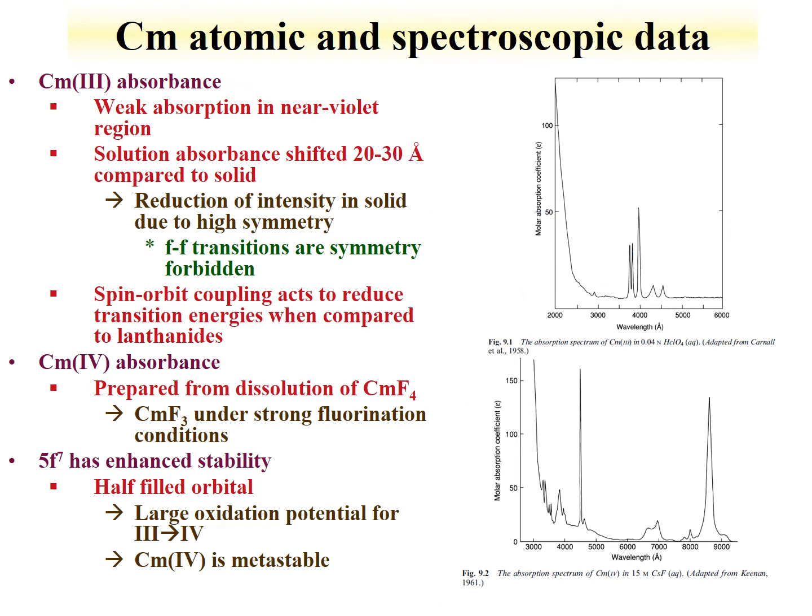Curium-4 can be formed, however, it's prepared and stabilized under some extreme conditions. Here is shown the UV-visible spectroscopy of curium-4 in 15 molar cesium fluoride. This curium-4 species is really metastable, and this is due to the fact that the curium has a half-filled f orbital. So there's a large oxidation potential of going from the 3 to the 4, and this is also the reason why curium does not exhibit the higher oxidation states as one sees in americium.